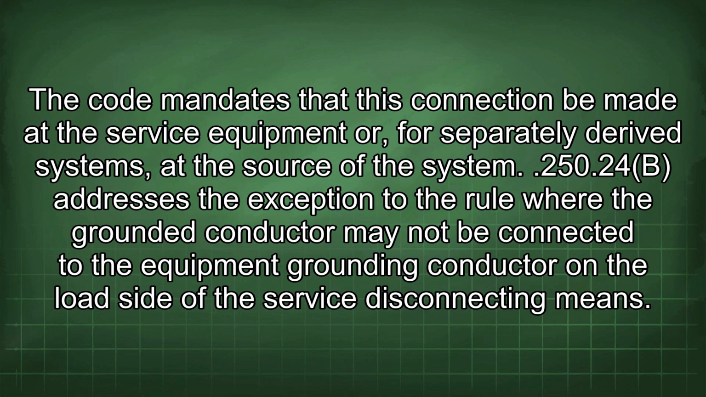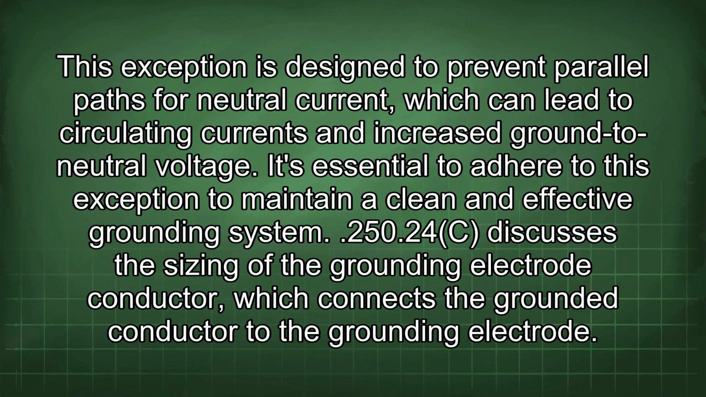250.24(B) addresses the exception to the rule where the grounded conductor may not be connected to the equipment grounding conductor on the load side of the service disconnecting means. This exception is designed to prevent parallel paths for neutral current, which can lead to circulating currents and increase ground to neutral voltage. It's essential to adhere to this exception to maintain a clean and effective grounding system.